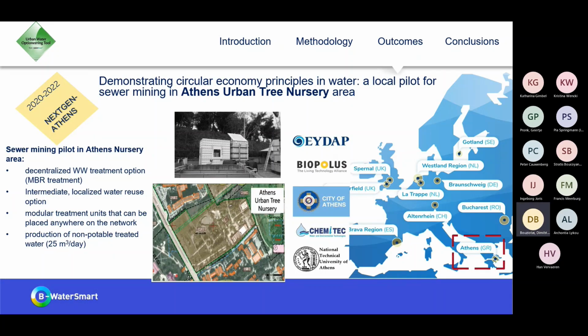Following this application, UWOT was applied in the NextGen project, focusing on water in the circular economy. There were two applications, one local and one regional in NextGen. The local application that you see here was in Athens, Greece, where UWOT was employed to model a sewer mining unit in an urban green area. The sewer mining unit is a decentralized wastewater treatment technology that reuses water locally for non-potable uses.